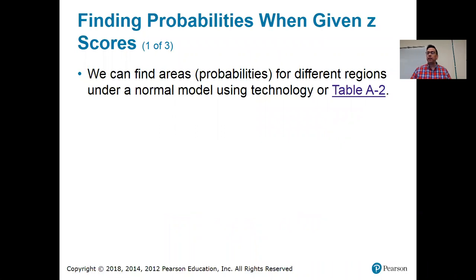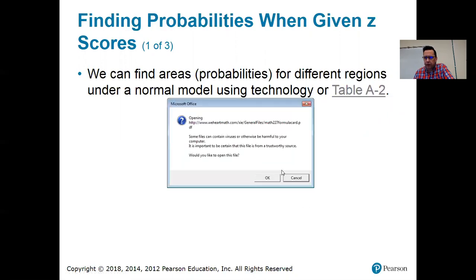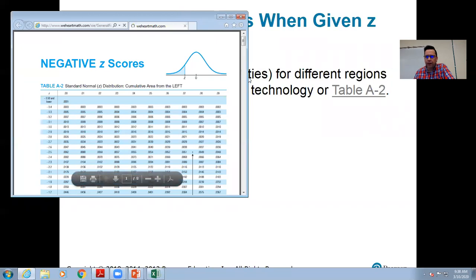And we can find areas for different regions under this curve by either using technology, which I'm not going to talk about very much, or we can use Table A.2. So the group that is sitting in front of me right now just got a copy of Table A.2. And for those of you who are watching the video, I'm going to try to figure out how to post a link to it under the video. It'll pop up during this part of the video. If I click on this here, it should come up. There it is. Okay. So I'll bring this up as we're doing our examples.